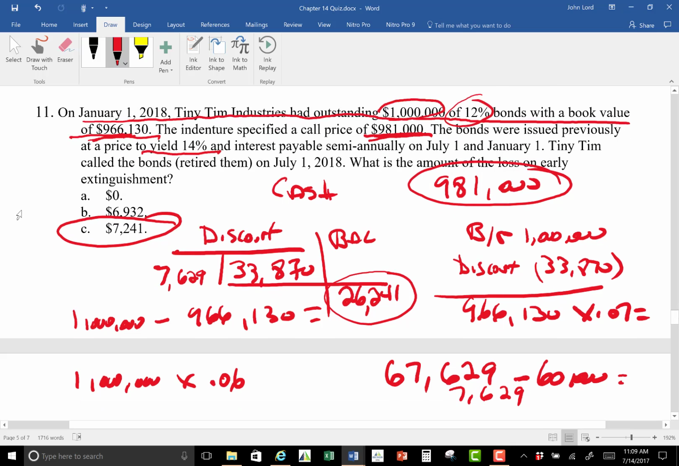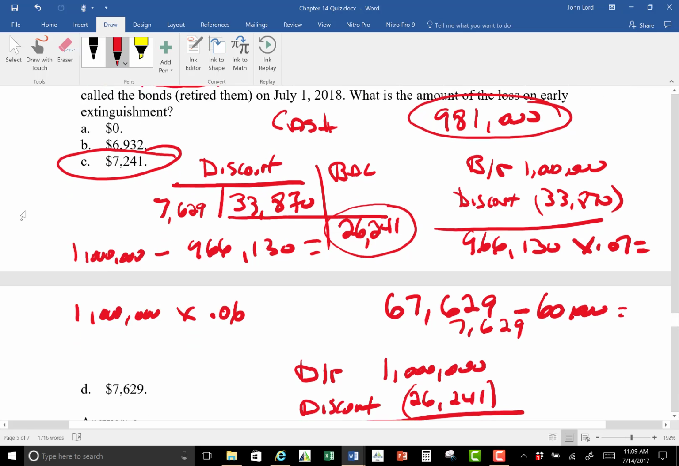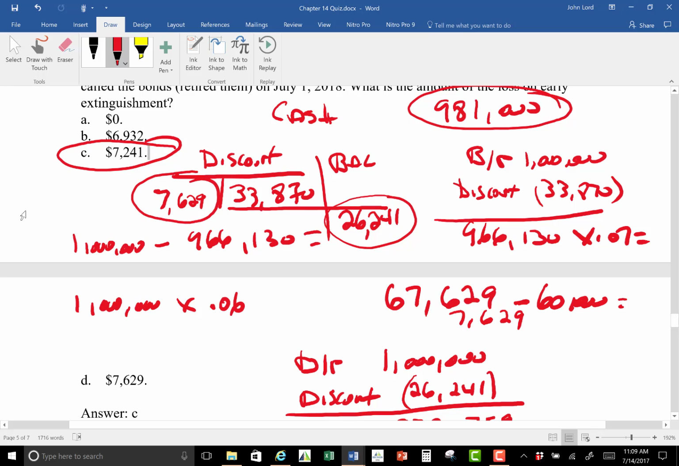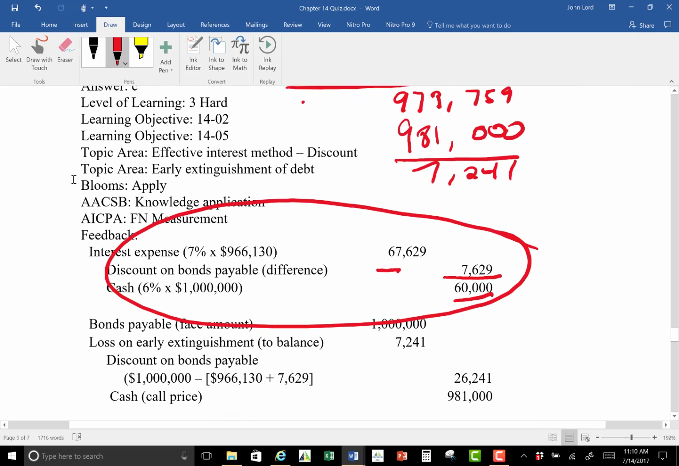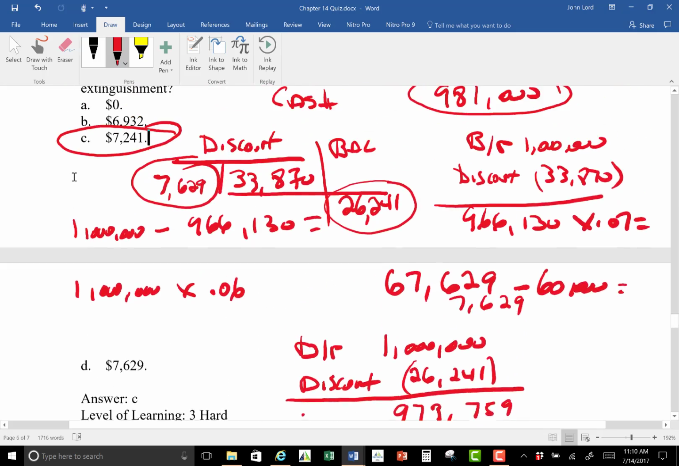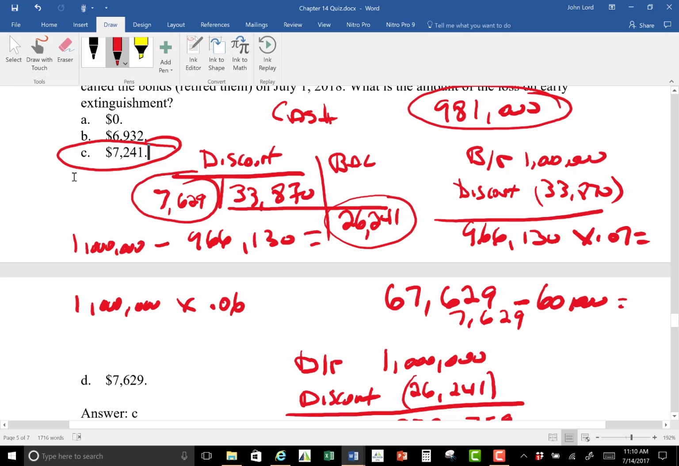Why did you write the 7,629 on the T table? Why did I write it here? Because what did I do? I wrote these backwards. Is that what I did? I wrote them backwards here. Thank you. I should have debited the discount at the beginning for the 33,780, and I should then have credited for the 7,629, right? Thank you. And that brings me to the debit balance that's left in the discount. Discount is a debit, right?